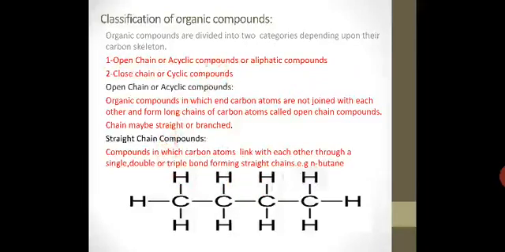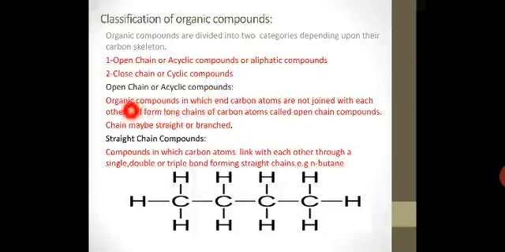Either all the carbons are going to arrange in a straight line, or they are going to arrange in a ring form, or they are making a branch, whatever their arrangement is. On that arrangement, we have categorized the organic compounds into two classes: open chain, and open chain organic compounds are also called acyclic or aliphatic compounds, and the second one is closed chain or cyclic compounds.